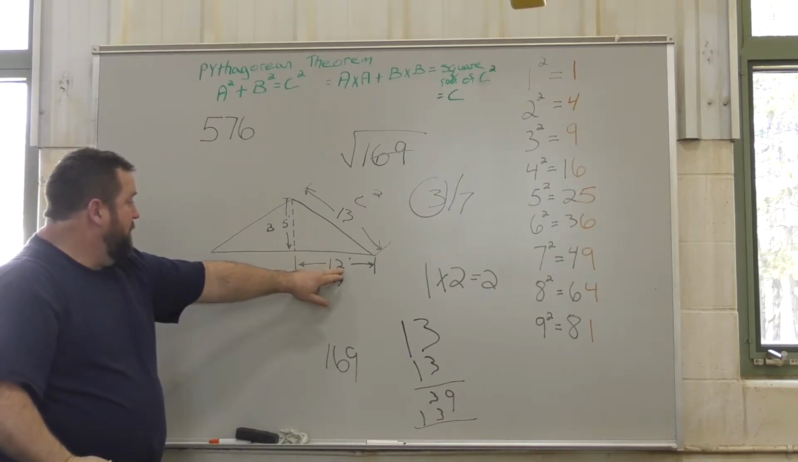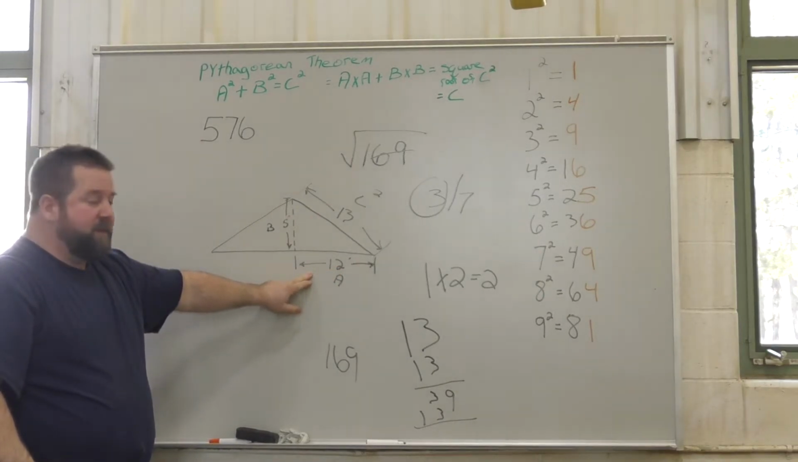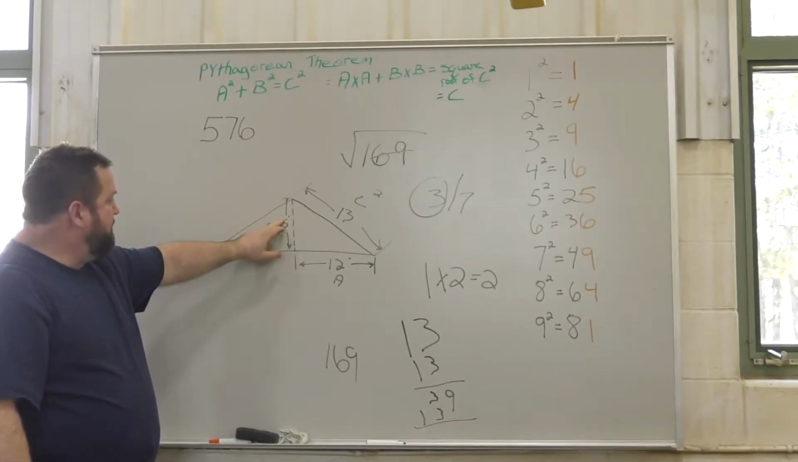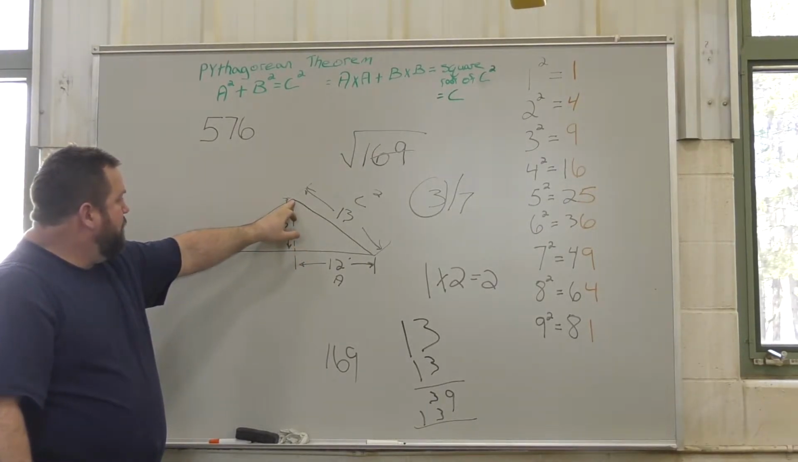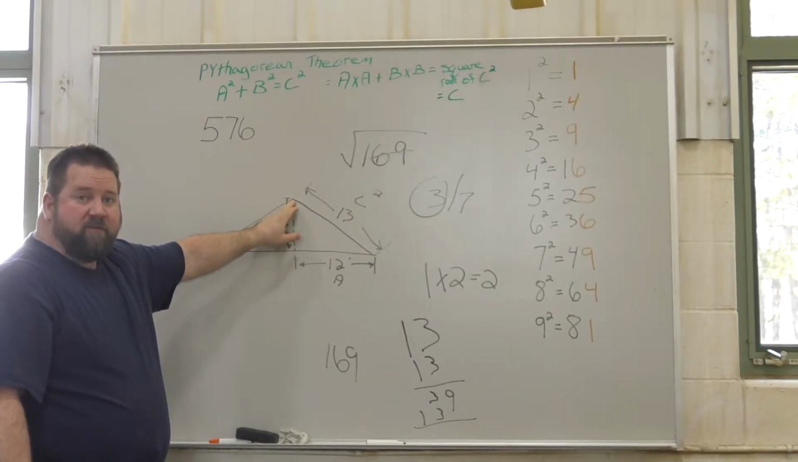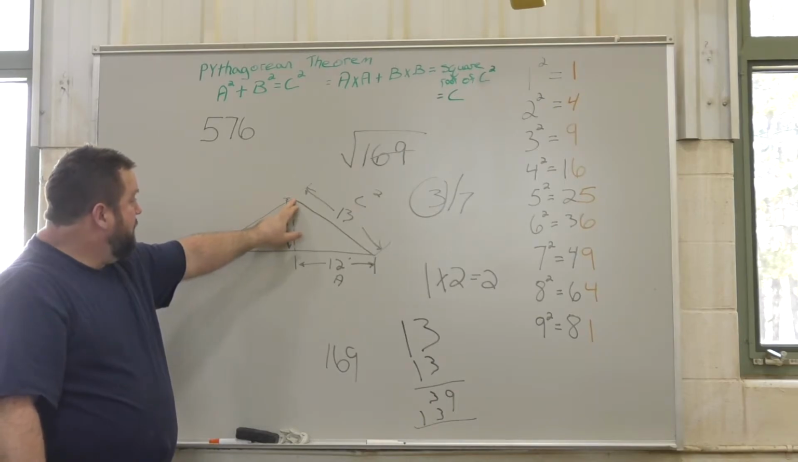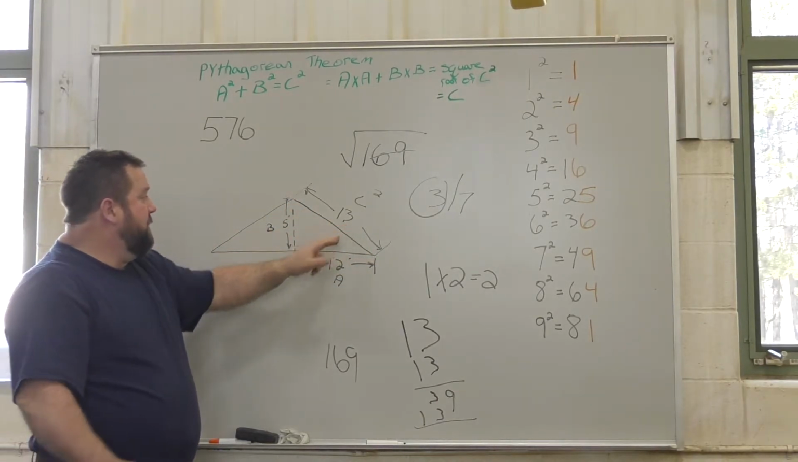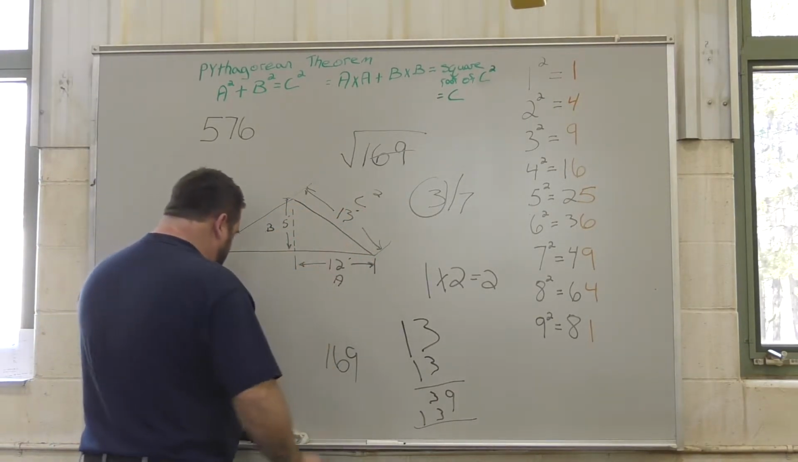So if we have a run of 12 feet, a rise of 5 feet, on this right angle, we now know, using the Pythagorean theorem, finding the square root, that this distance here is 13 feet.